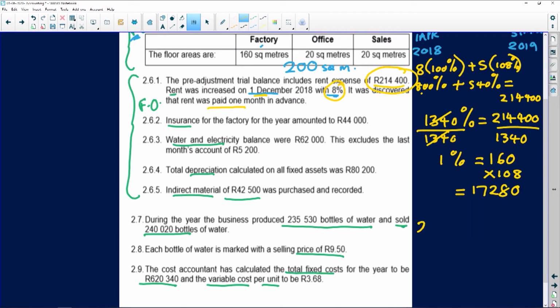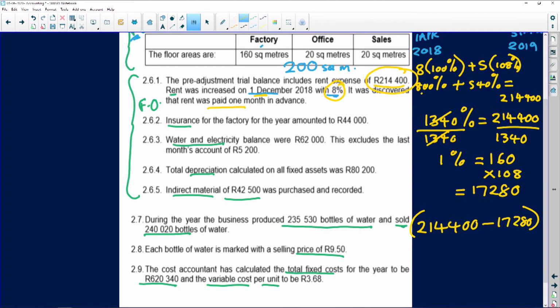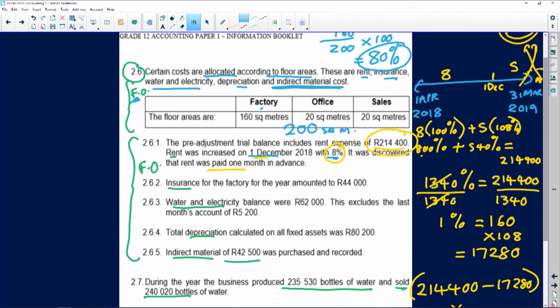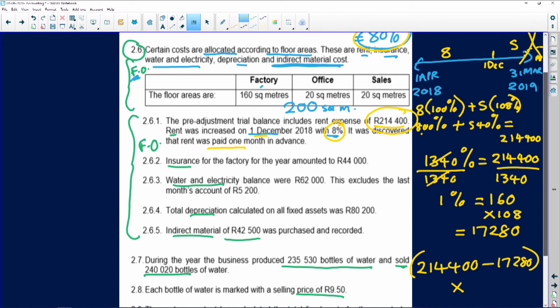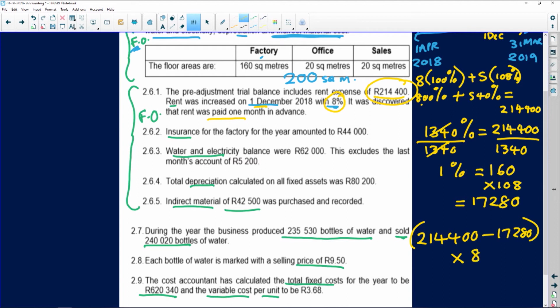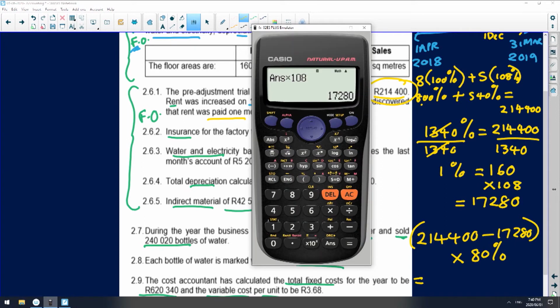Okay, right, so once I've done the year-end adjustment, how does this now come into play? So remember, the total rent paid, 214,400. I first need to subtract the year-end adjustment, 17,280, because this belongs to the next financial year. And then I'm only interested in the portion that belongs to the factory. So remember, we worked that out earlier, and the factory portion is 80%. So I'm going to then multiply that by 80%.